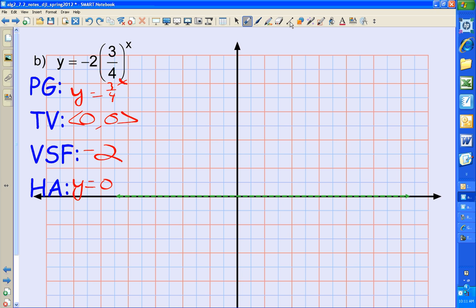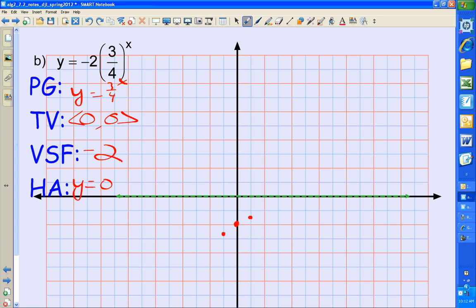Right 1, up 3/4 in the parent graph. What are we going to do? Times it by negative 2, which is negative 1.5, right? Yeah. So right 1, down 1.5. Right 0, down 2, and left 1, down 8/3. Left 1, down 8/3, which is 2 and 2/3.